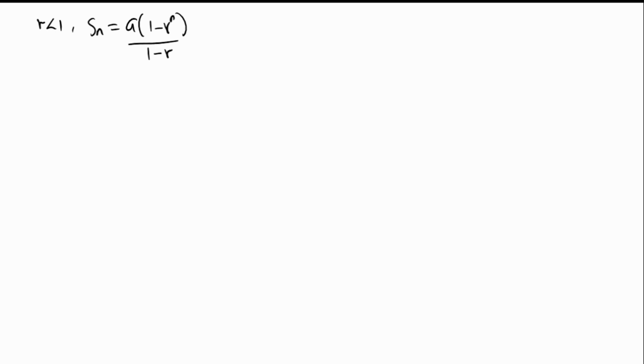When the common ratio r is less than unity, or in other words, when r is less than 1, the sum of n terms is given by the formula a into 1 subtract r power n over 1 minus r, which may be written as Sn equals a over 1 minus r subtract ar power n over 1 minus r.